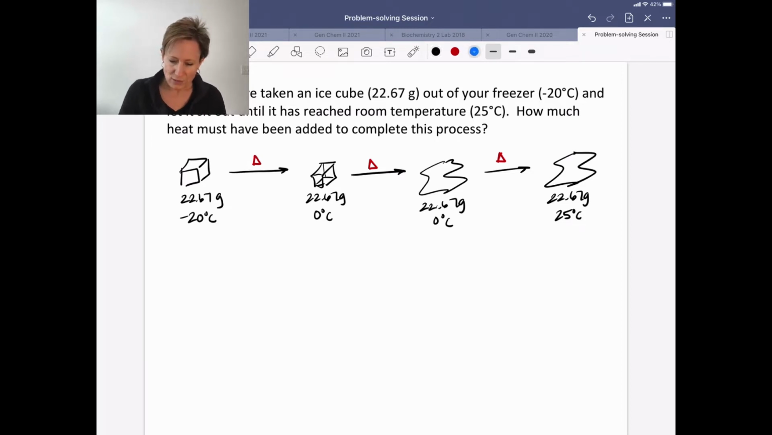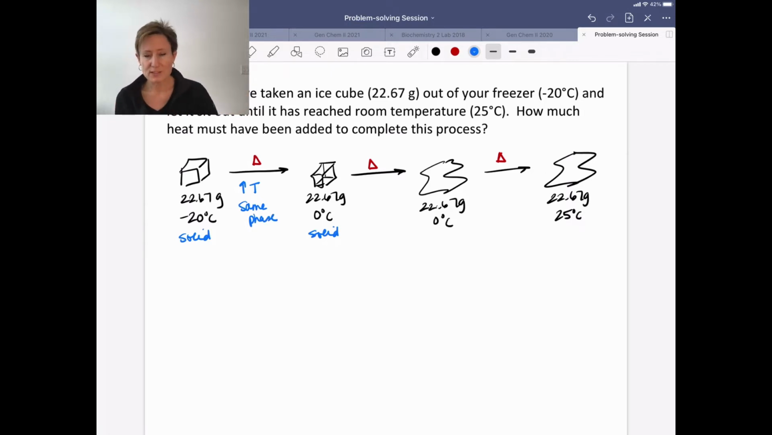So what I want to highlight here is what's going on. When I have my ice cube here, this is a solid at minus 20 degrees, and this is a solid at 0 degrees. So what's happening during this arrow is I'm increasing the temperature, so I'm changing the temperature, and I'm staying in the same phase. Now what happens in this next transition is I am keeping the same temperature. So this is the same temperature, and I'm changing phases. Remember, a triangle is a delta that stands for change.